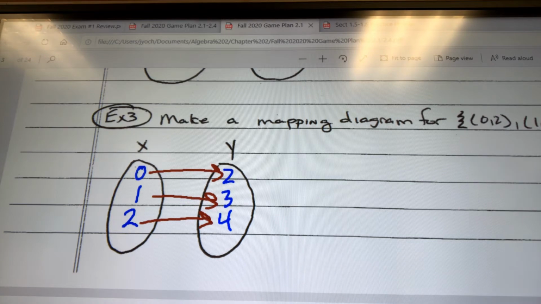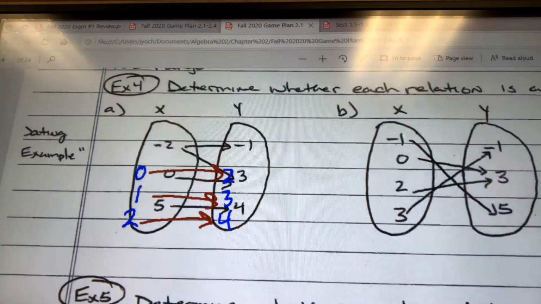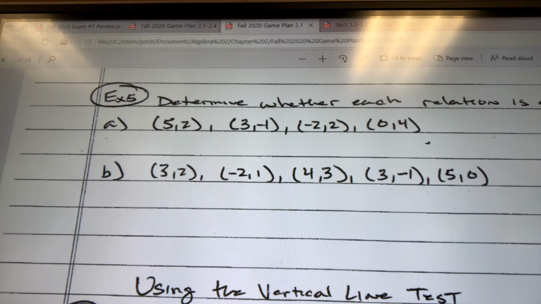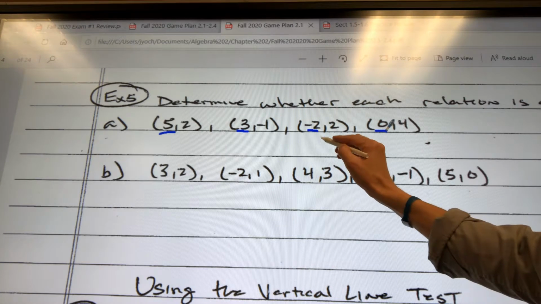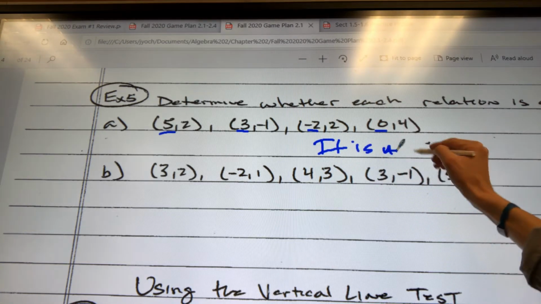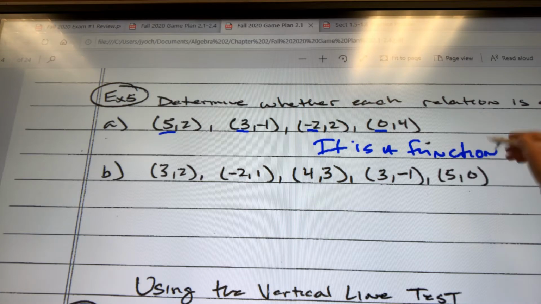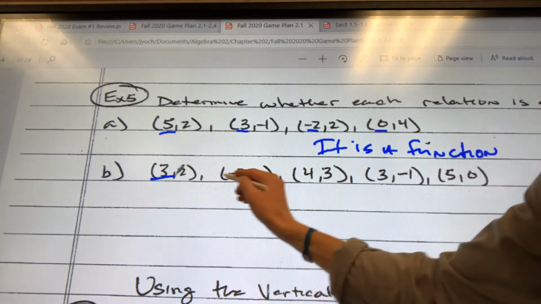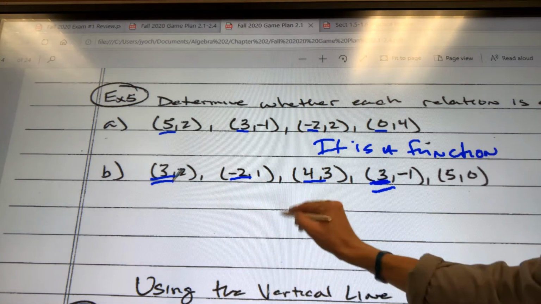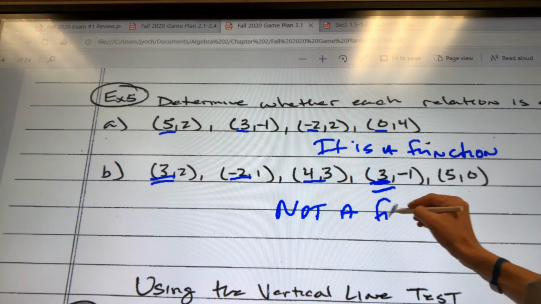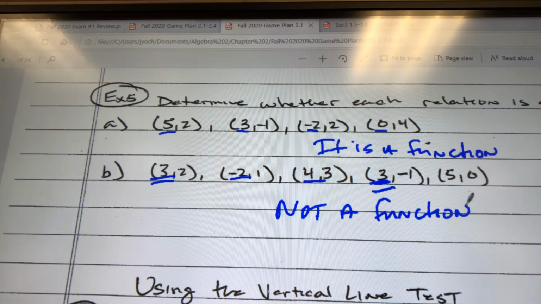So on number 5, determine whether or not each relation is a function. Remember, we were looking for those cheating boys or that duplicate x. Do I see the same x twice? 5, 3, -2, 0. It is a function, no duplicate x. Whereas 3, -2, 4, 3, I saw the same x twice. Not a function. Duplicate x, not a function.